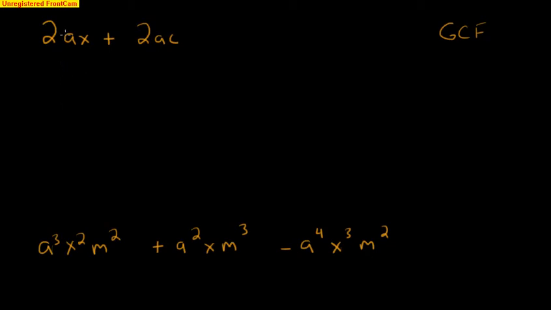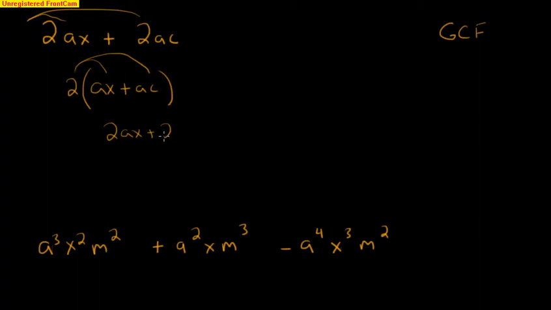We could take a 2 out of both of these, and you'd end up with 2 times ax plus ac, and that is absolutely true. If you divide both these terms by 2 or factor the 2 out, you'd get 2 times ax plus ac, and we could reverse that and distribute it back through, and we'd end up with what we had to begin with, right?